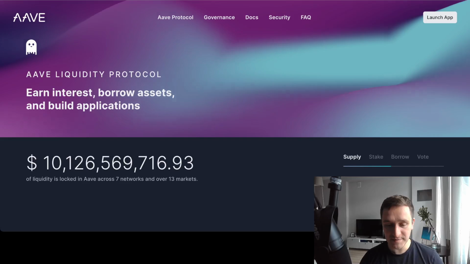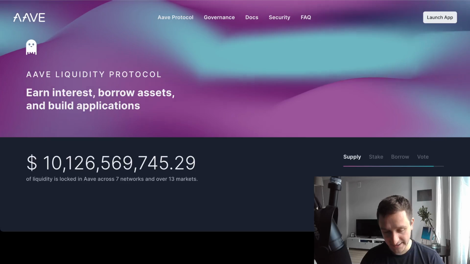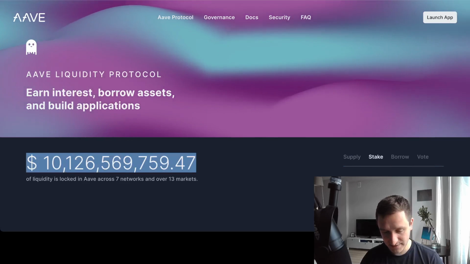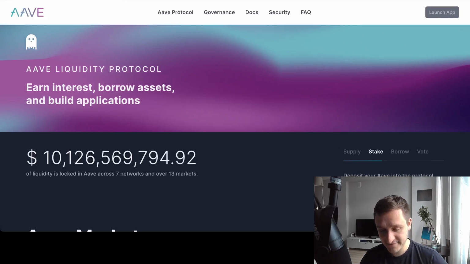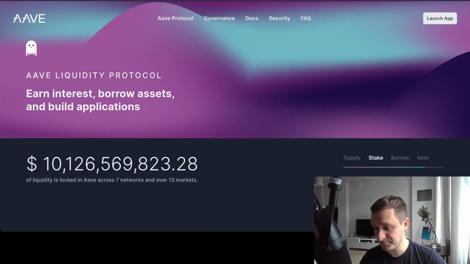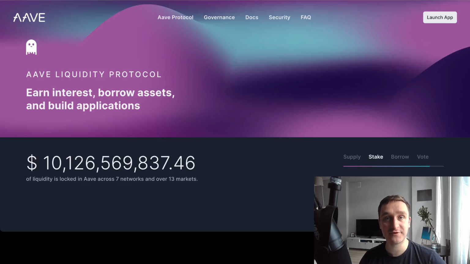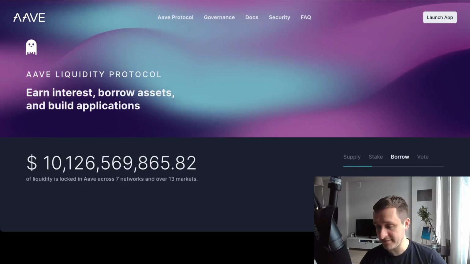So if you go to the website aave.com, then you will see basically this. You will see that there's $10 billion liquidity locked in Aave across 7 networks and over 13 markets, which is pretty amazing. People are really using Aave for different things. So as you can see, you can take a loan and do a bunch of other cool stuff.